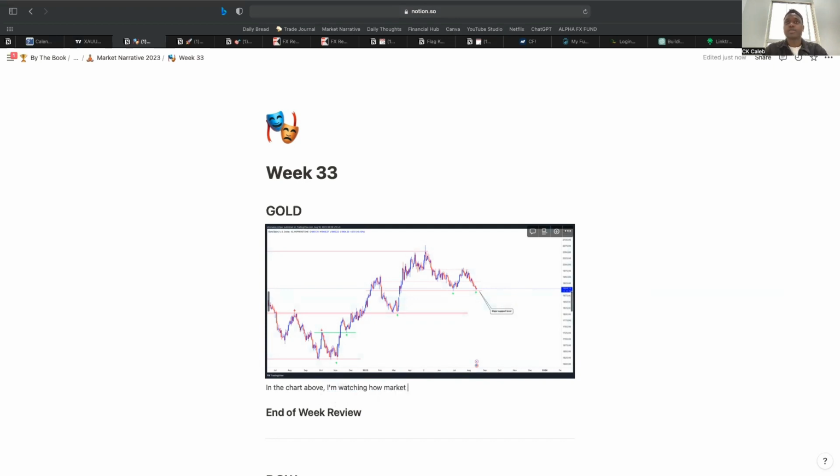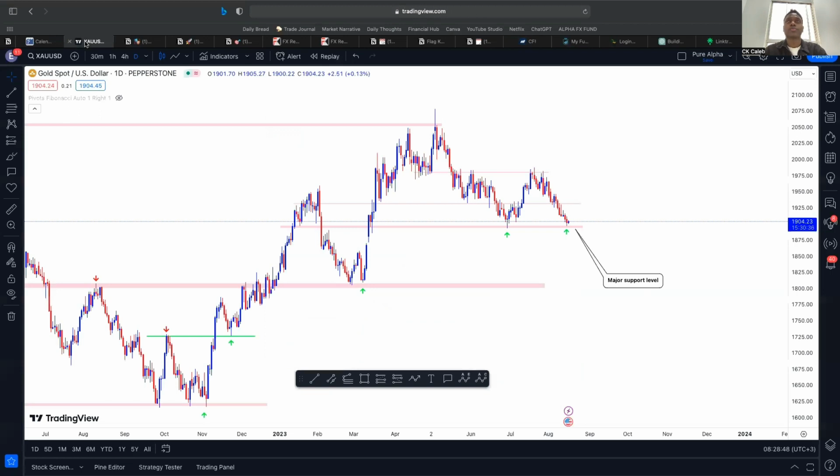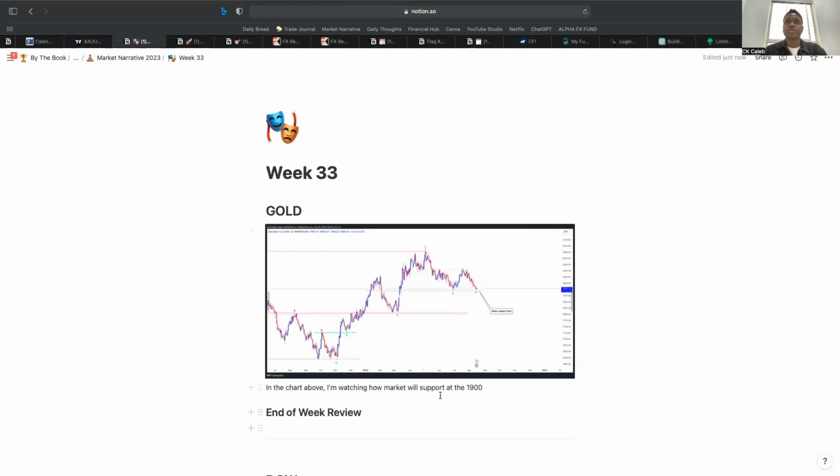our market will support at the 1900, because that's around the 1900. If you look at this, it's around the 1900 level here. So come back to it at the 1900 level. Markets might form a double bottom and rally to the upside.